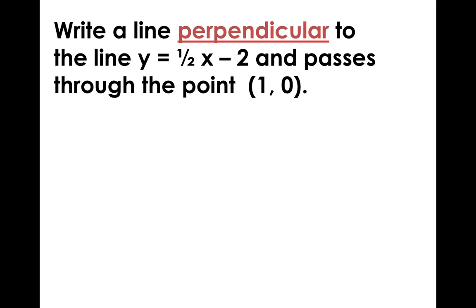So let's look at the example. It says write a line perpendicular to the line y equals 1/2 x minus 2 and passes through the point (1, 0). Well, let's think about what we're saying right here. First of all, remember, in order for my lines to be perpendicular, the slopes have to be opposite reciprocals. So the directions tell us, first of all, is it in slope-intercept form, meaning is my y isolated? Yes, my y is isolated.